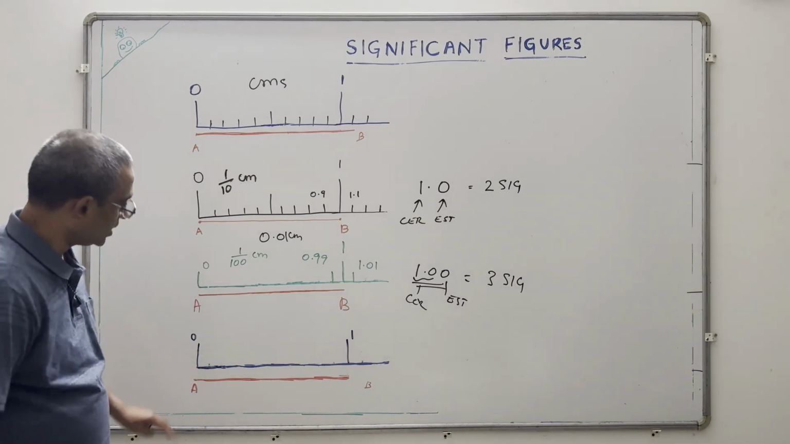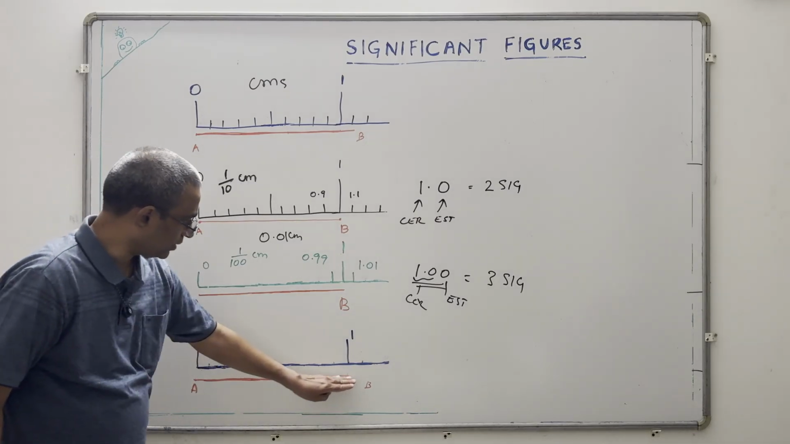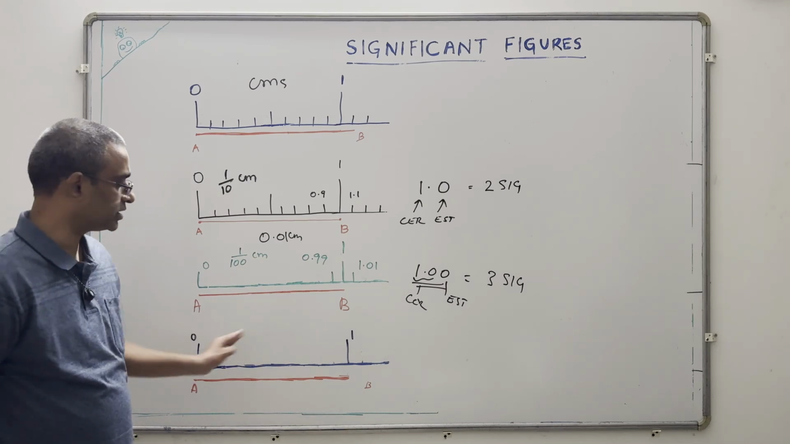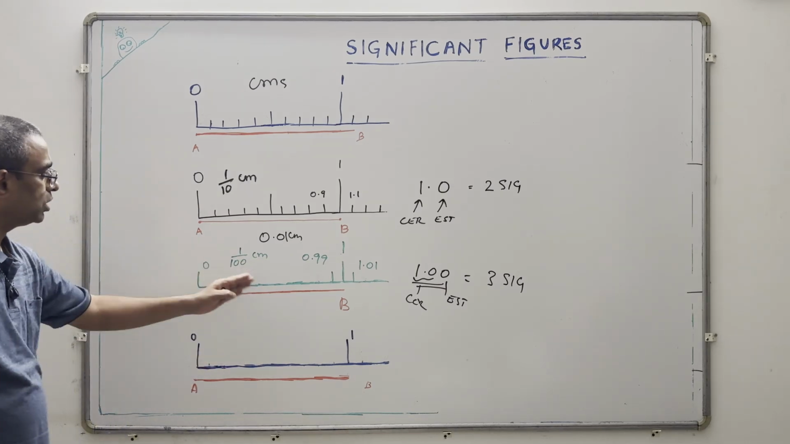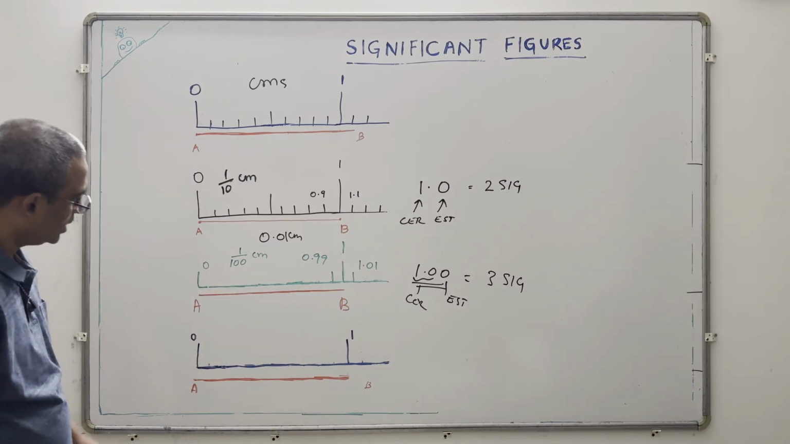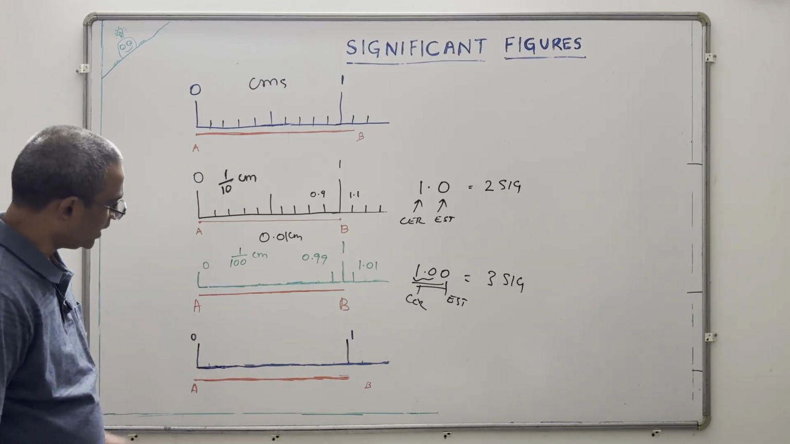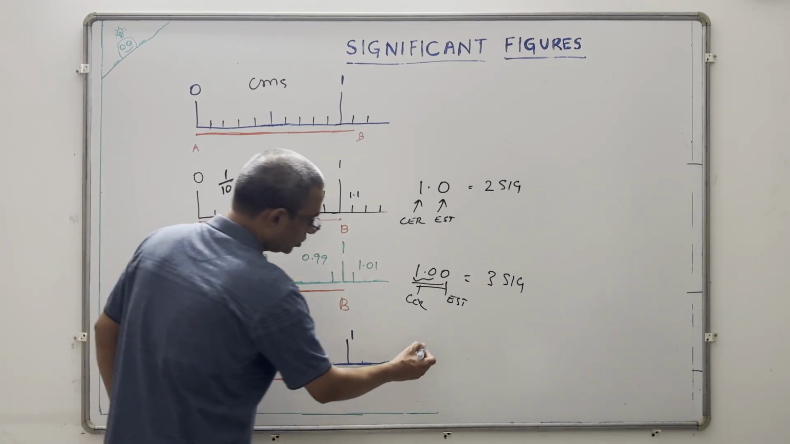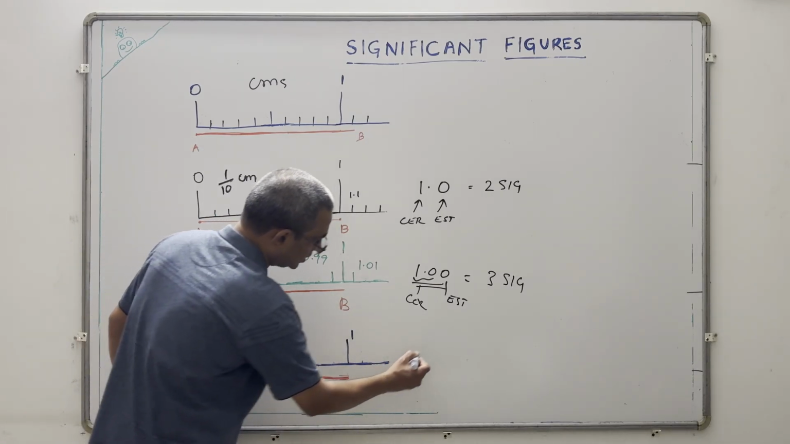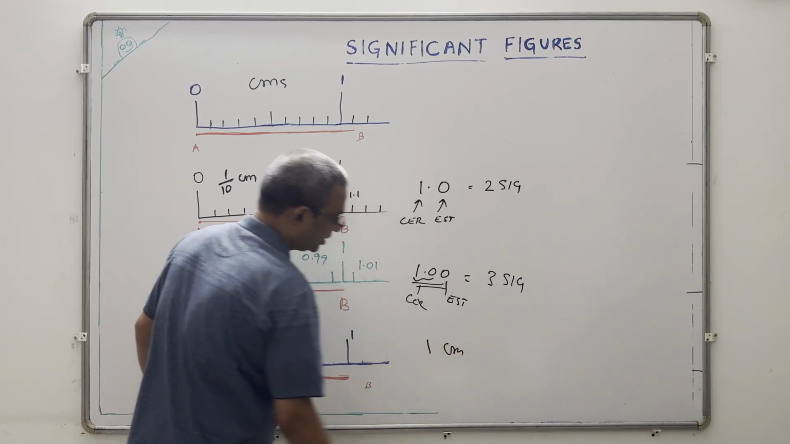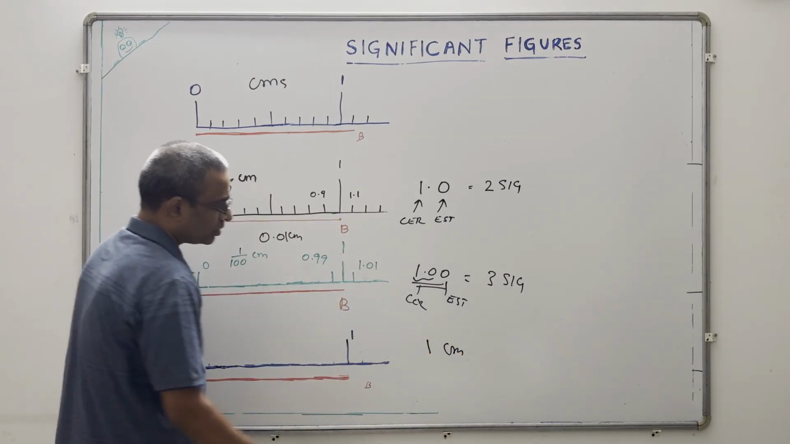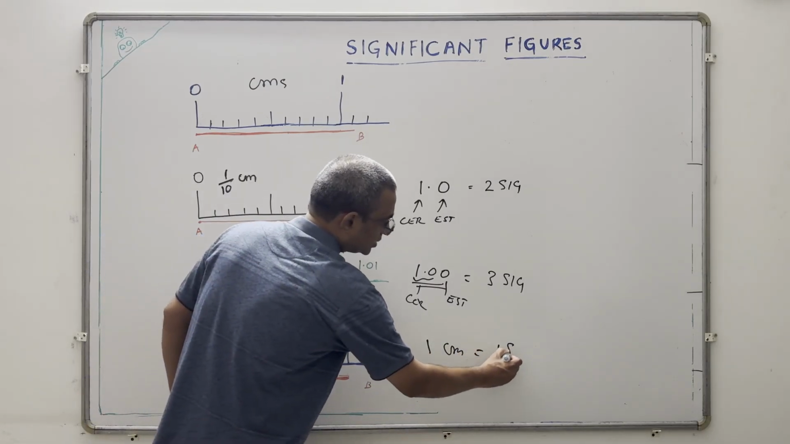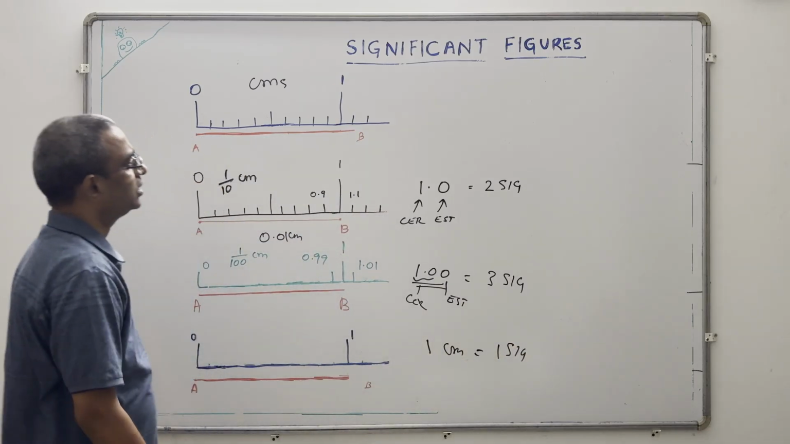Let us say there is another scale here, A, and it has only centimeter markings and no 1/10 or 1/100th. If I look at this line and have to guess, the only thing I can say is it is 1 centimeter. So this has one significant figure.